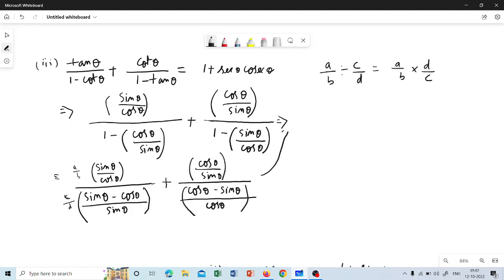Then what will happen is that A divided by B divided by C by D. So A divided by B into D by C. I can directly write like this. This should be coming. A by B will remain same. That is sin theta by cos theta will remain same.